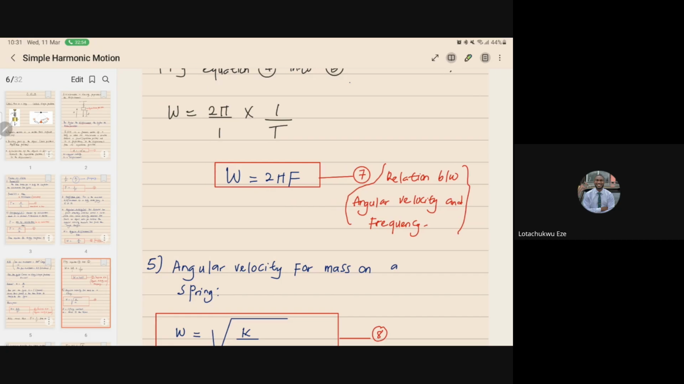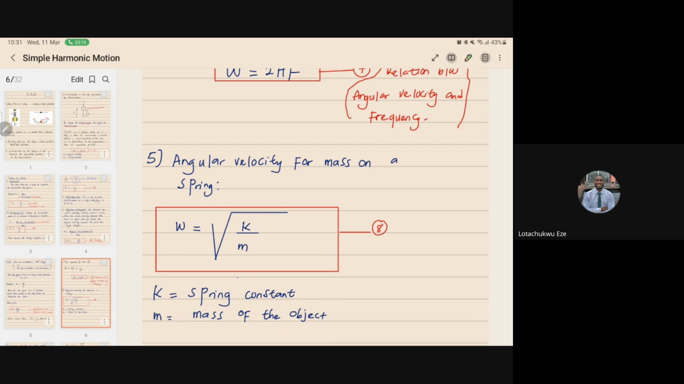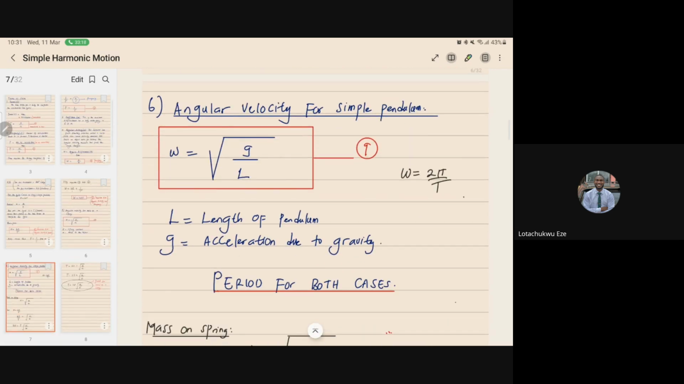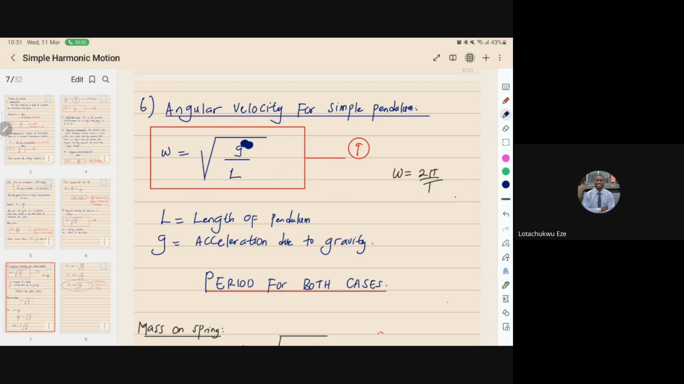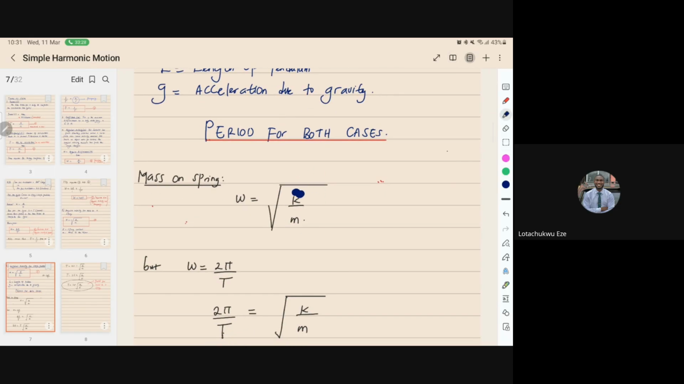Now, another concept is the angular velocity for a mass on a spring. So this is the formula for the angular velocity for a mass on a spring. But sometimes you barely see questions that have to do with angular velocity relating to the mass on a spring. It is always in terms of the period and these constants and variables. So we also looked at the angular velocity for a simple pendulum. But like I said, the key thing they normally ask you is the period of both cases.